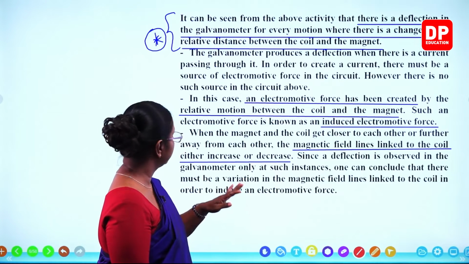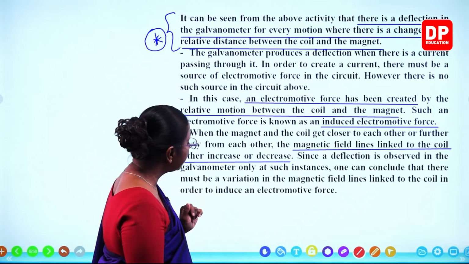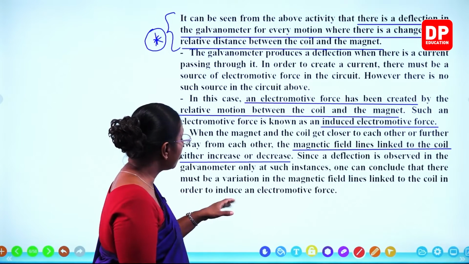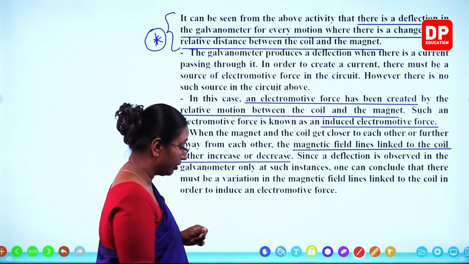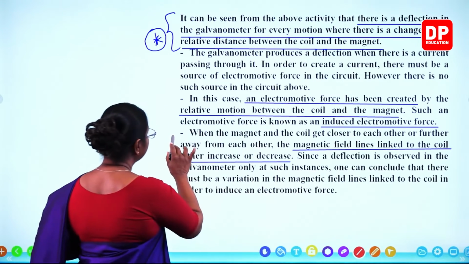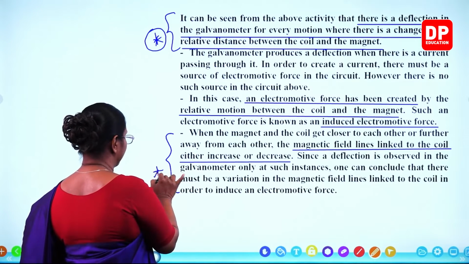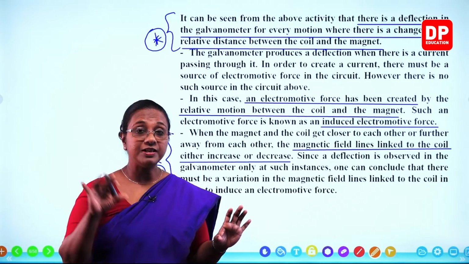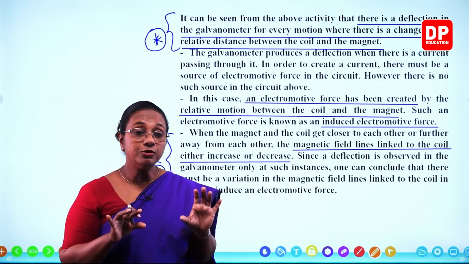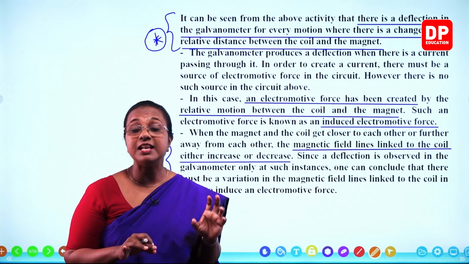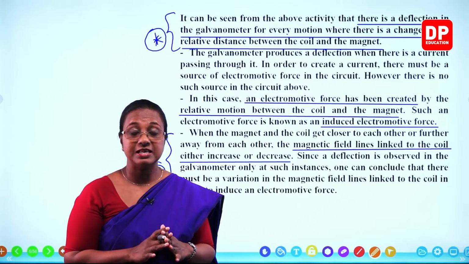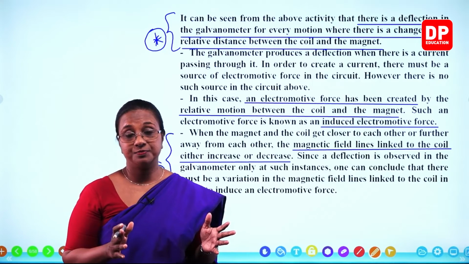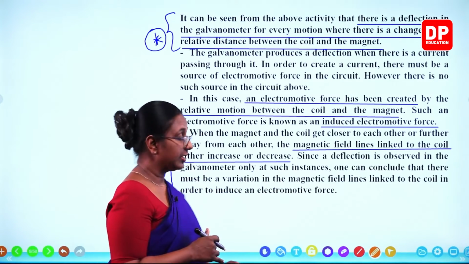One can conclude that there must be a variation in the magnetic field lines linked to the coil in order to induce an electromotive force. So, this is what I explained to you all as well. I am sure you can understand that. There should be a magnetic field, there should be motion, and due to this motion, there should be a variation in the magnetic field lines. Then only will there be electromotive force generated. With that, I'll move on to the next slide.